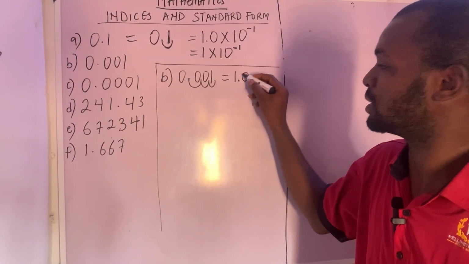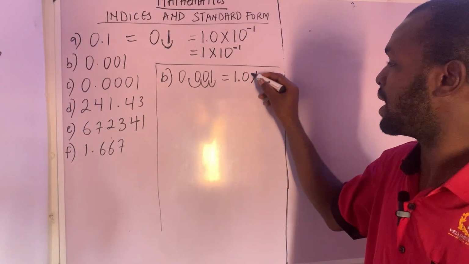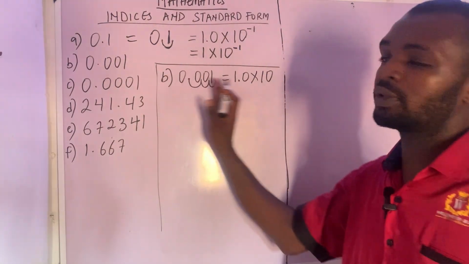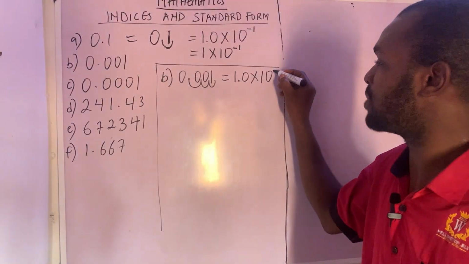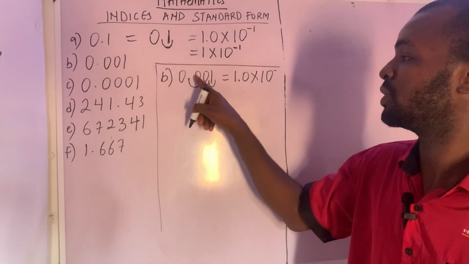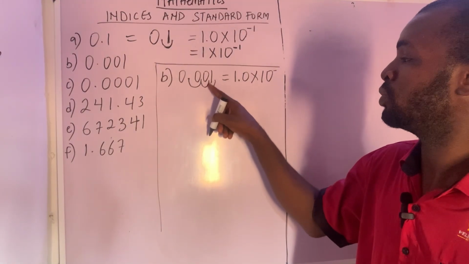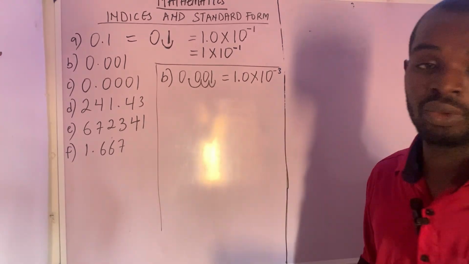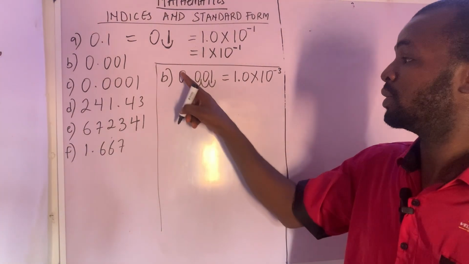Point nothing times 10 raised to power. You shifted to the right hand side. So remember, you have minus. How many times did you shift? You shifted 1, 2, and 3. So minus 3. Or you use the other way, which is counting the zeros.